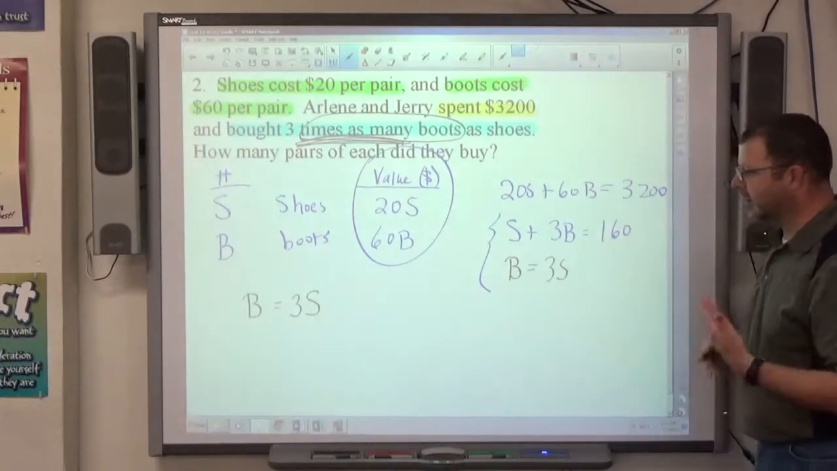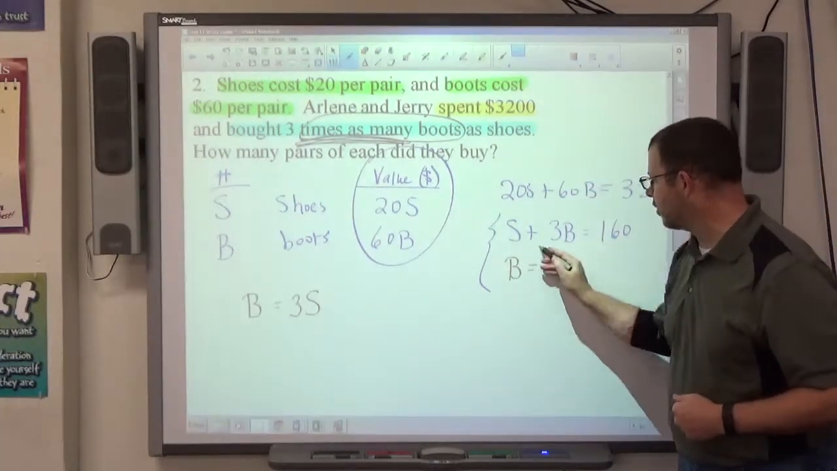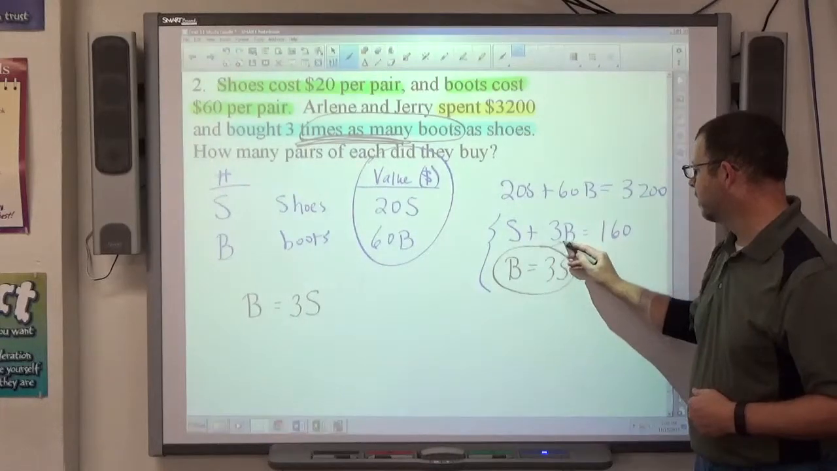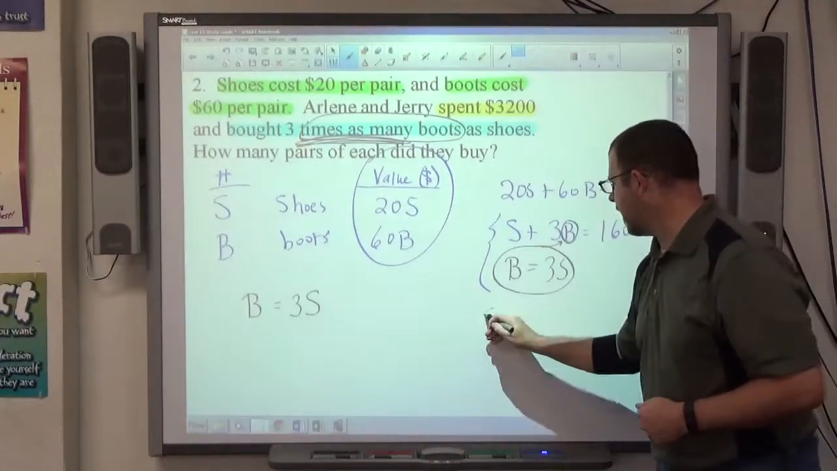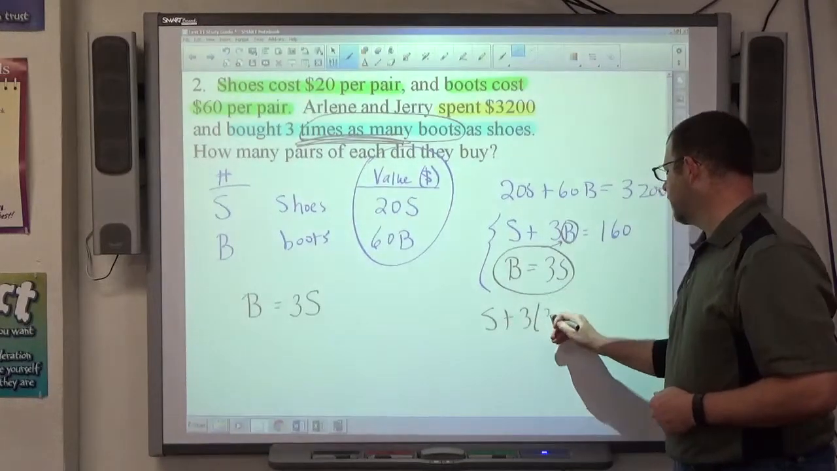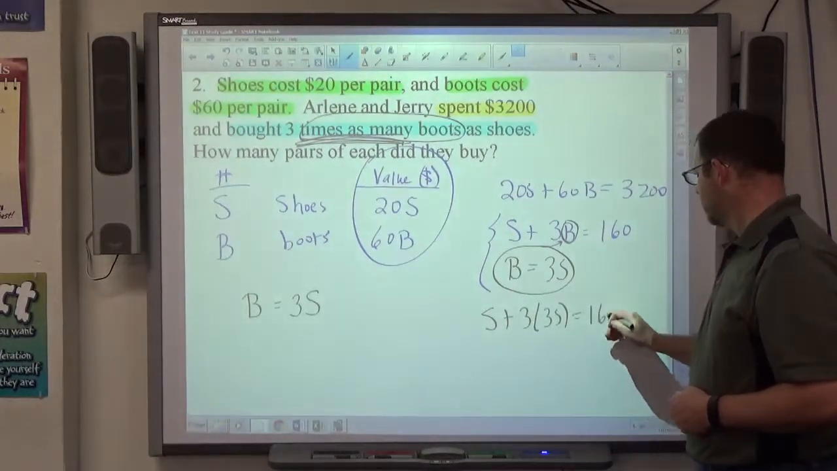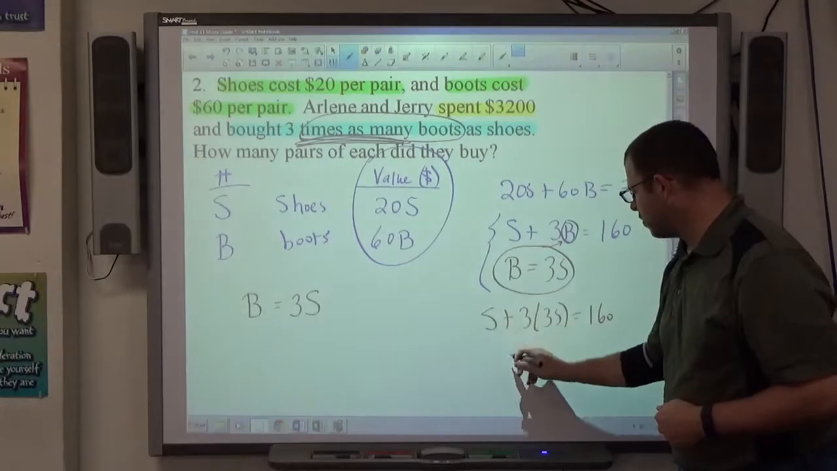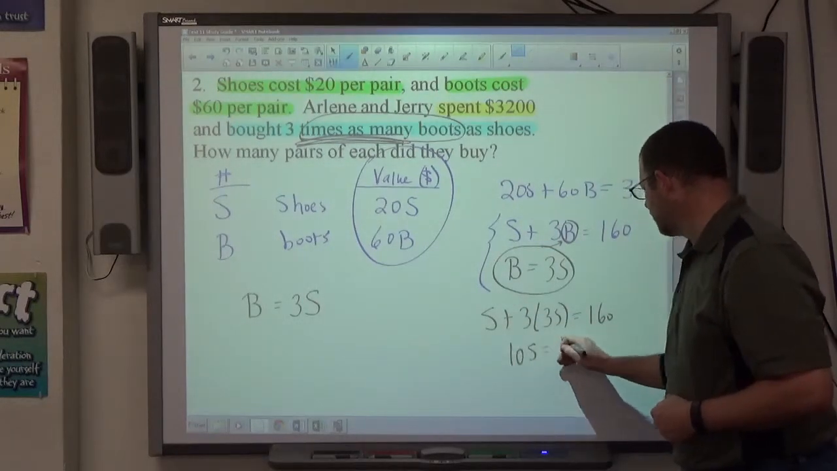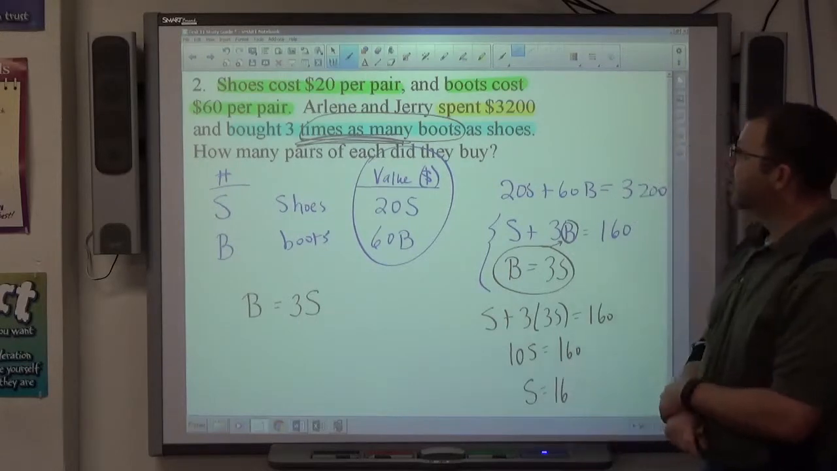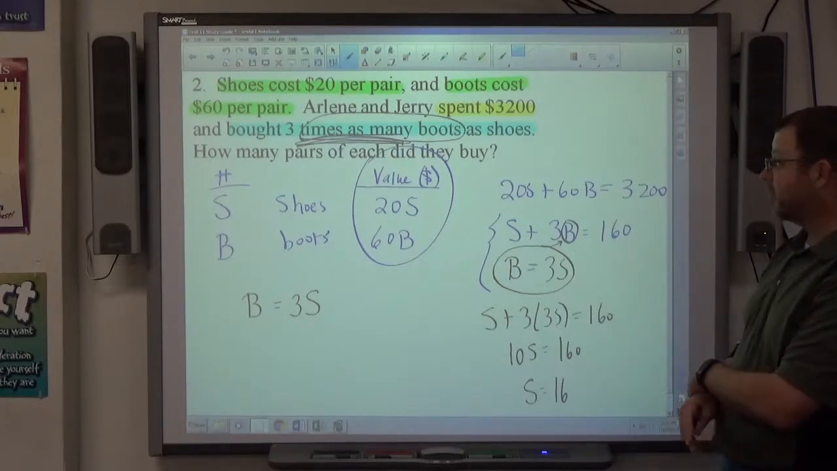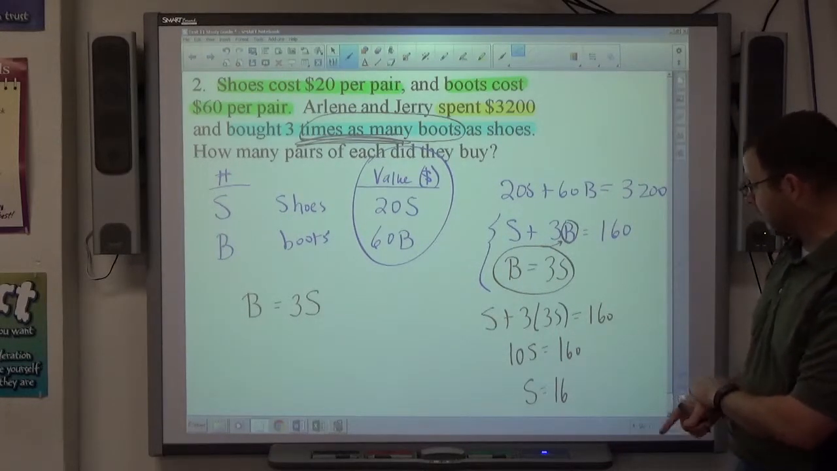So at this point, as far as solving this equation is concerned, substitution works very nicely. B and 3S are equivalent, so change this B into a 3S. So I'm going to get S plus 3 times 3S equals 160. That gets me 9 plus 1, so a total of 10S on the left equals 160. Divided by 10, I get S equals 16. How many pairs of each did they buy? So obviously, they bought 16 pairs of shoes.